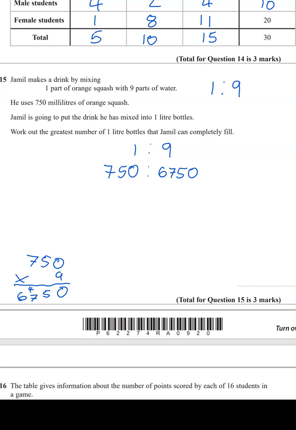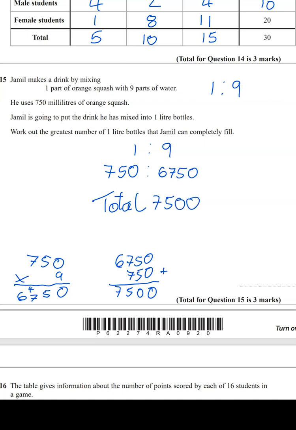So let's add them together because that will be the total amount of juice. So we have total, bear in mind we're still in millilitres, those two added together. So I've got 6,750 plus the 750, adding them together to get the total amount of juice, which is 7,500. Yep, that makes sense, doesn't it? I could have just times-ed this one by 10 actually, because these are 1 to 9, so it's 10 in total. So we've got a total of 7,500 millilitres.